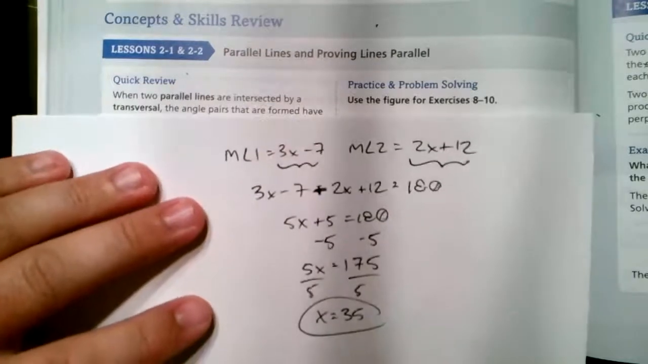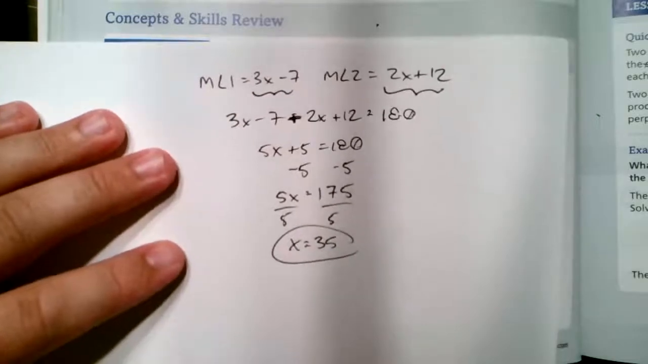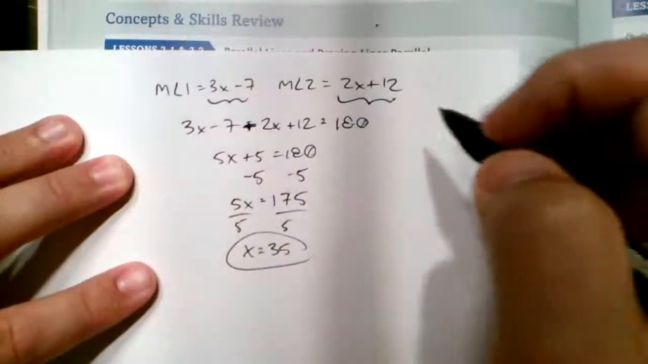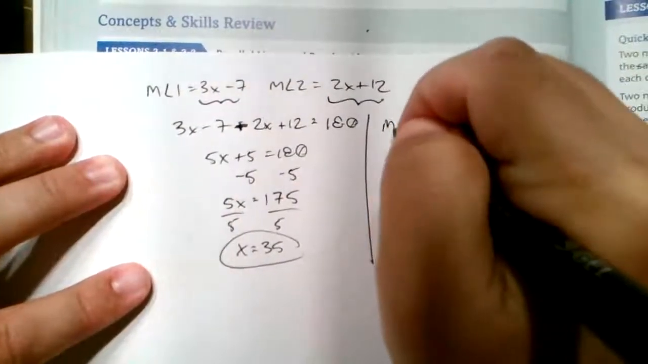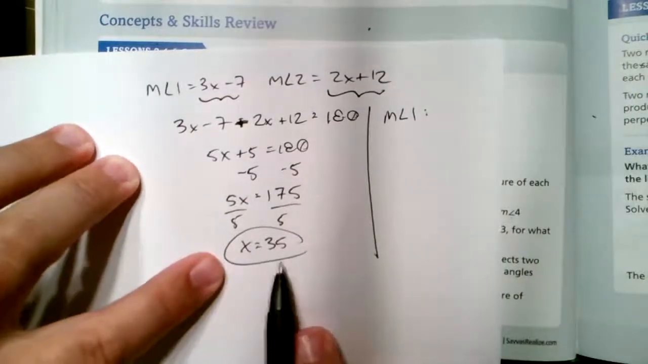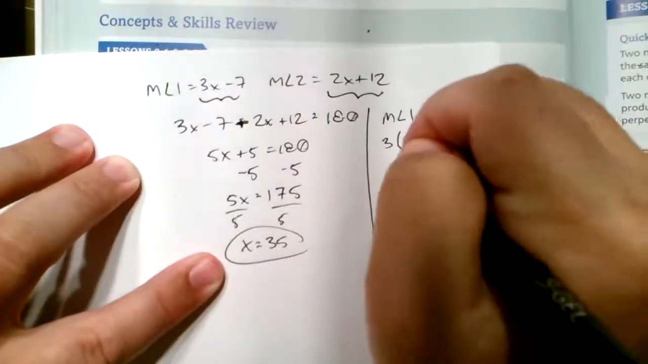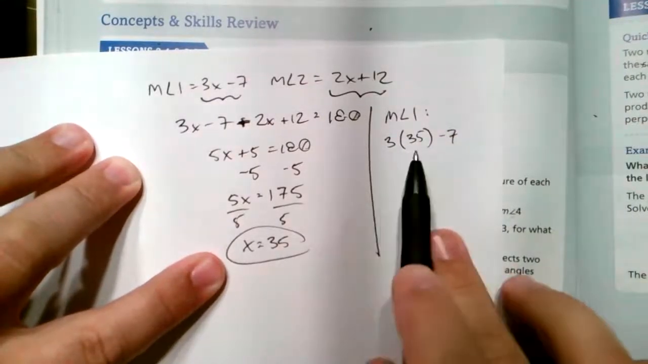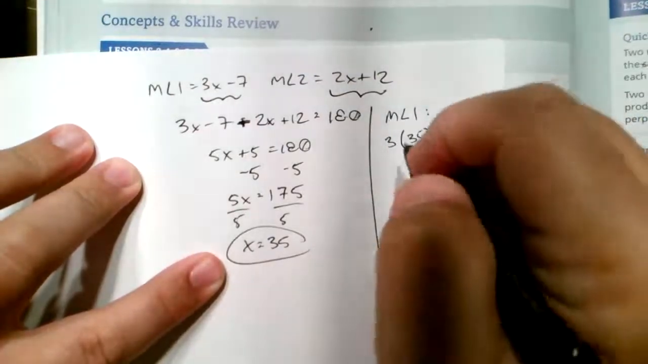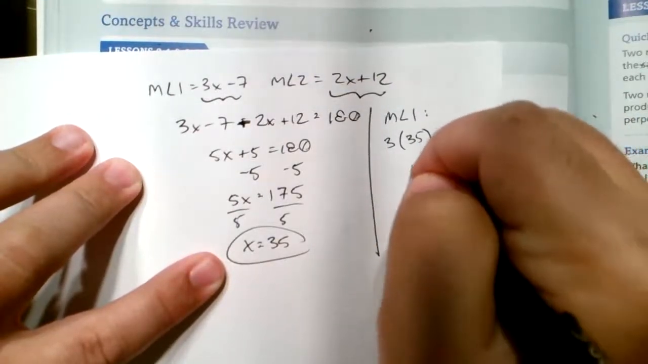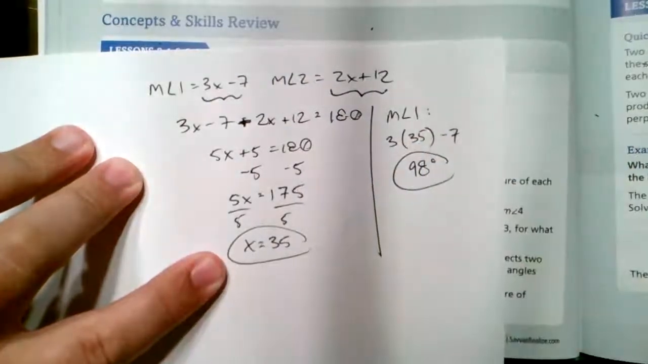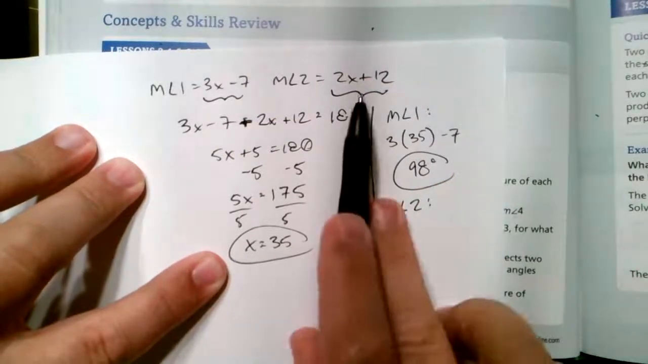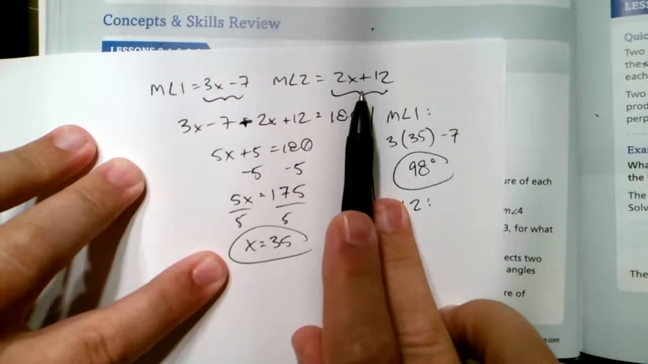In the last example, the angles were equal because they were congruent, they were corresponding. So it didn't matter which equation I plugged it into, it's going to be the same. In this case, that's not the case. These two angles are different measurements. So I need to plug that in and check. The measure of angle 1: if x is 35, I'll have 3 times 35 minus 7. 3 times 35 is 105. 105 minus 7 is 98. So the measure of angle 1 would be 98 degrees.